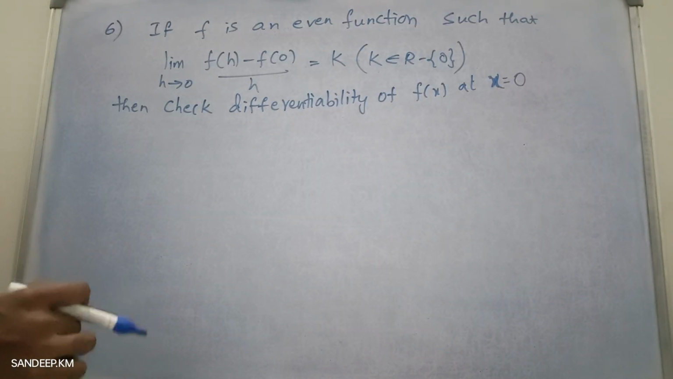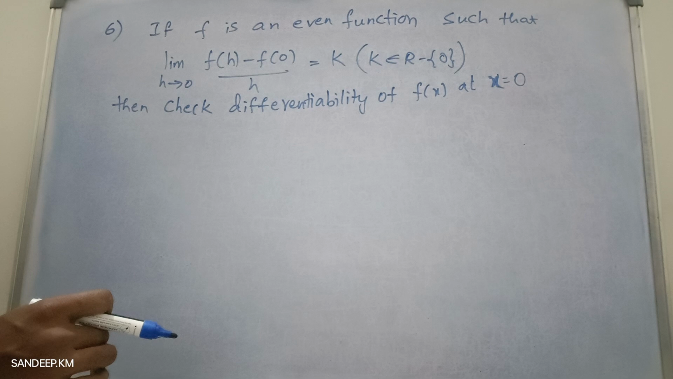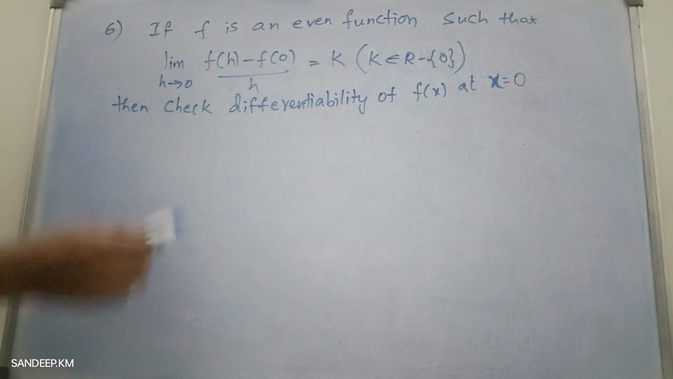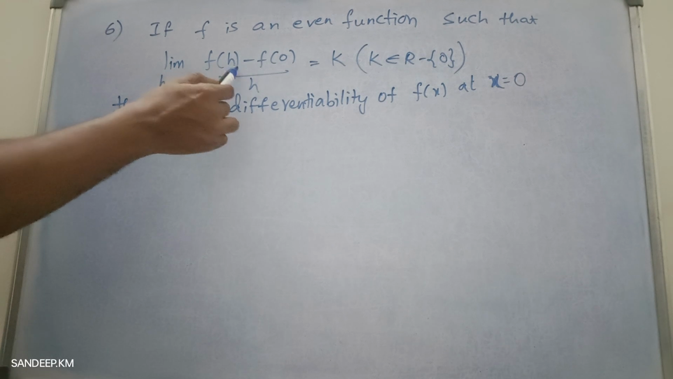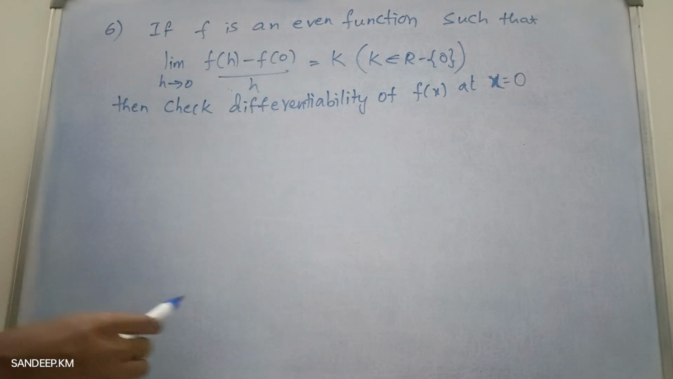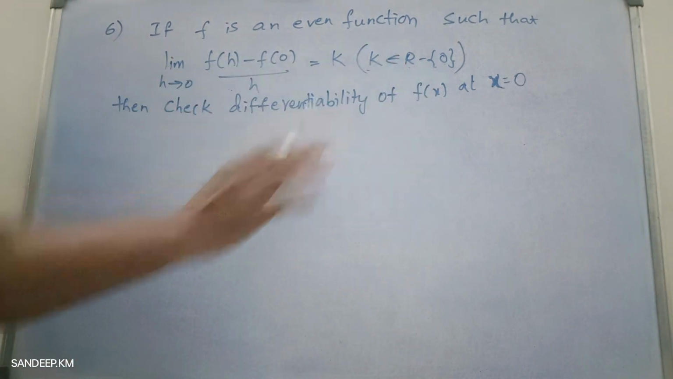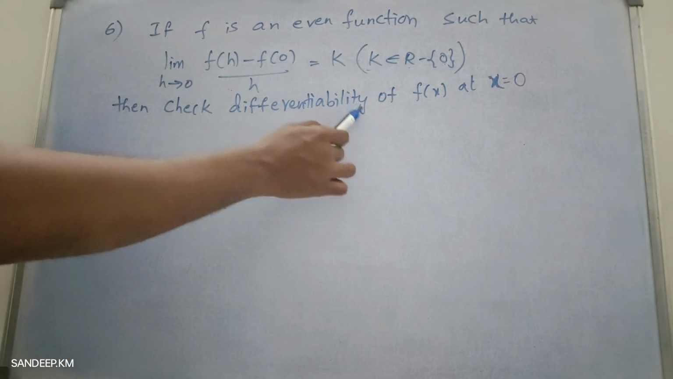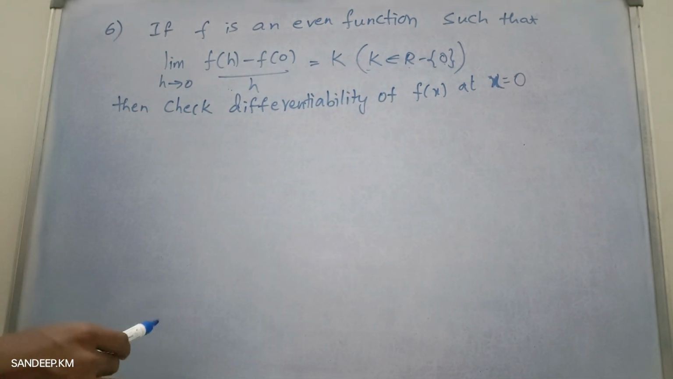It is given that f is an even function such that limit h approaches 0, f of h minus f of 0 by h is k, where k is any real number but not 0. K is any real number but not 0. Now they told us to check the differentiability of f of x at x is equal to 0.